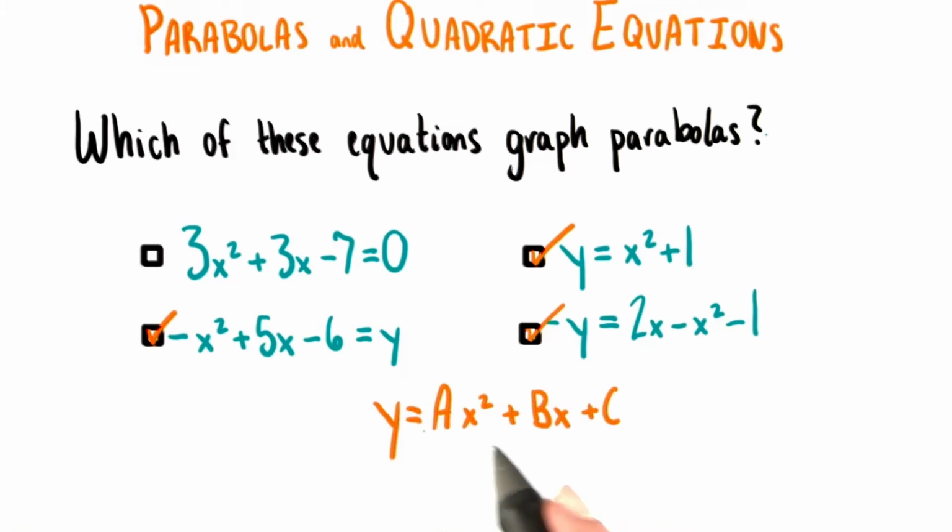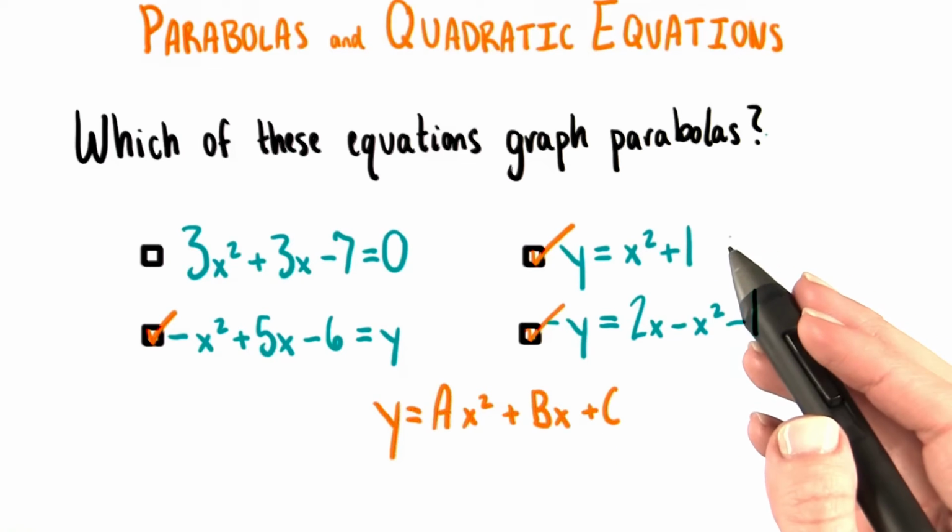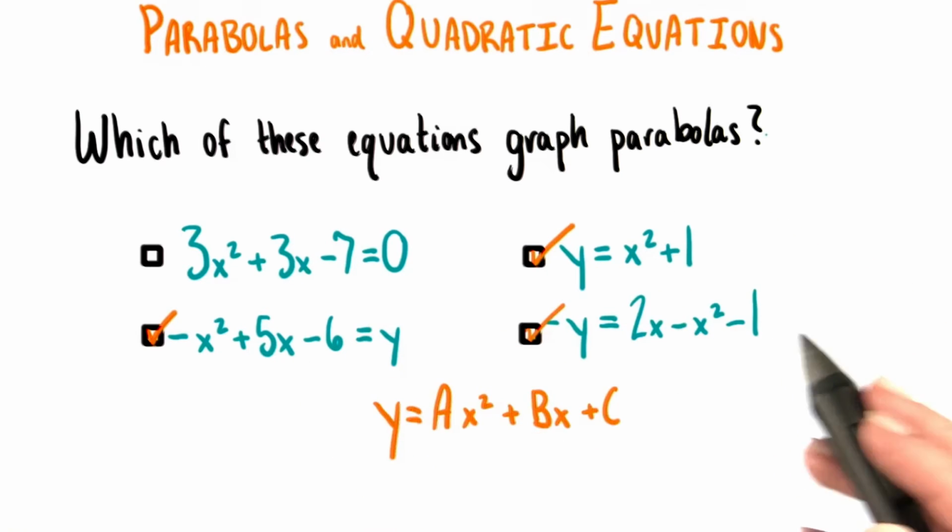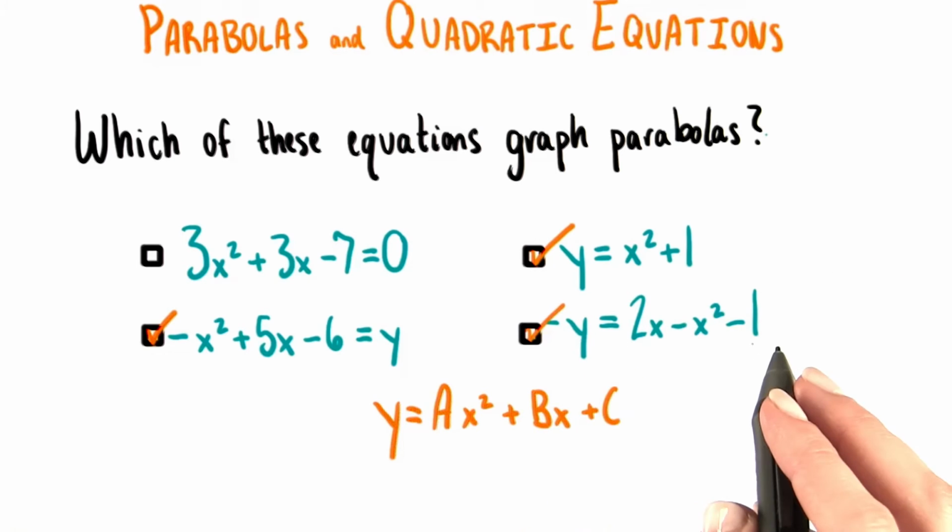However, the only requirement we had about general form was that a couldn't be 0. Either of the other two constants can be, and we'll still get a parabola. I'll show you the graphs for all of these in a second. But first, let's look at this last equation briefly.